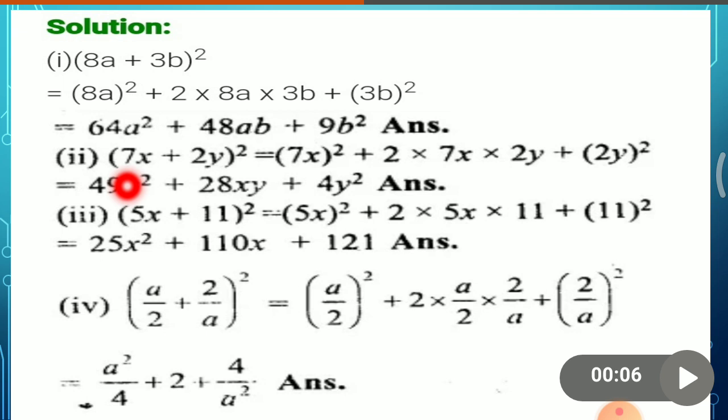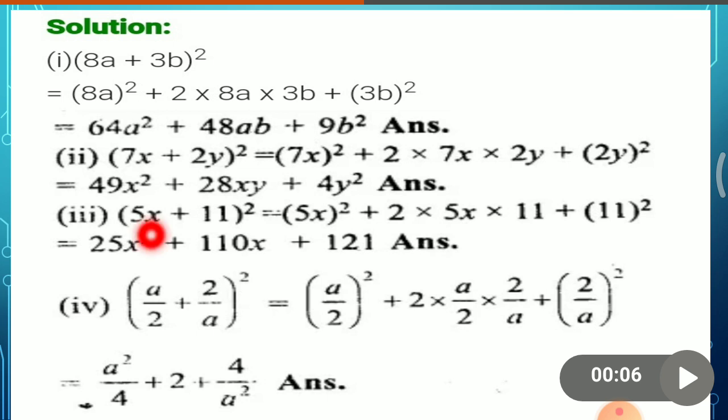Now question number 2 is 7x plus 2y whole square. You start with a plus b whole square. So a square means 7x whole square, plus 2 multiplied by ab means 2 multiplied by 7x and 2y, plus b square means 2y whole square. 7 7 is 49x square, plus 2 7 is 14, 14 2 is 28xy, plus 2 2 is 4y square.